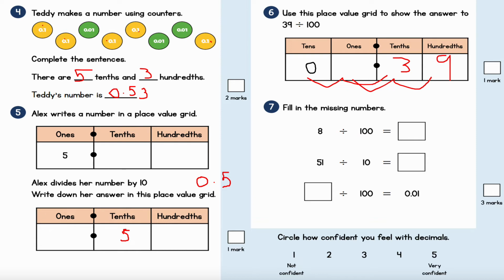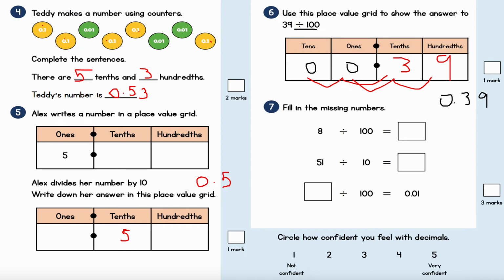Okay, so 0 tens, 0 ones, but you would write your answer as 0.39. Okay, so everything's moving 2 places to the right when you're dividing by this.